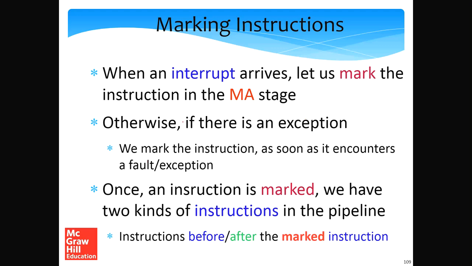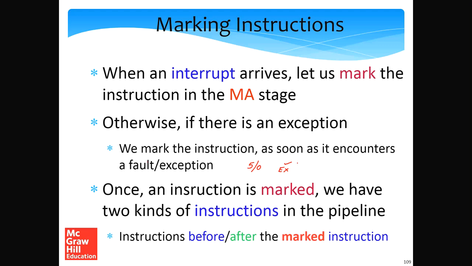Otherwise, if there is an exception, we mark the instruction as soon as it encounters a fault or exception, and this instruction can be in any stage. So for example, if there is an exception in the fetch stage, we'll mark the instruction in the fetch stage, right? So whichever stage causes an exception, or if we have a divide by 0 like 5 by 0 and the EX stage causes an exception, then we'll mark the instruction in the EX stage. So recall that the way we are marking is kind of simple: for any interrupt that arrives, whatever instruction is in the MA stage in that cycle, we will mark it. And for an exception, we'll mark it whenever we see an exception, in whichever stage there is an exception.